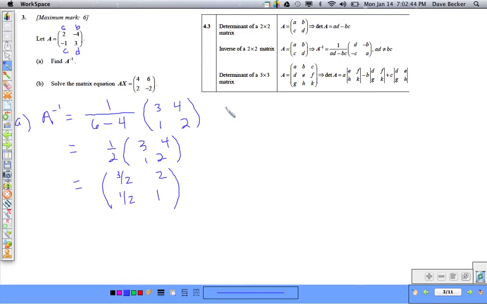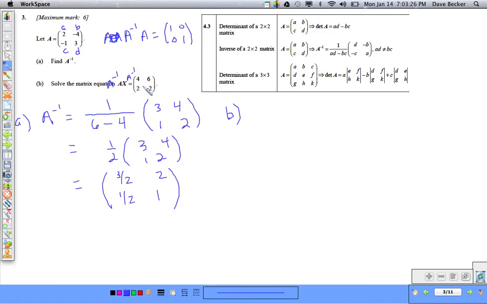Bam! Okay. Part B. Solve the matrix equation AX equals 4, 6, 2, negative 2. Well, if you recall, the inverse of a matrix times itself is equal to the identity matrix. And the identity matrix multiplied by anything is equal to the anything. So if I take A negative 1 times A, I'm left with X. And that is fine as long as I take A negative 1 times this. But you have to be careful.